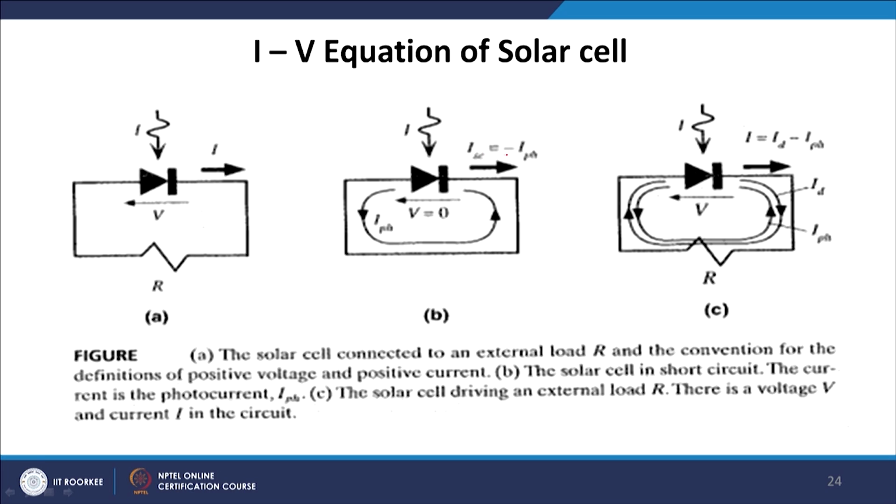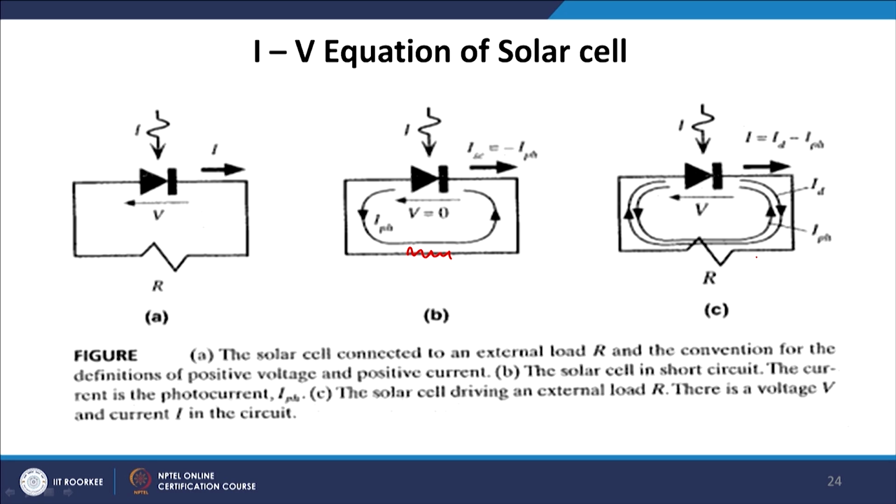and the short circuit current is equal to minus the photocurrent. The current which has been generated is due to the exposure to light, and the voltage is 0 here in the short circuit condition. Okay. Open circuit voltage is the opposite condition. Now, the third figure, the solar cell driving an external load R, there is a voltage V and current I in the circuit. You see that when I add a load in figure B, it gives figure C.